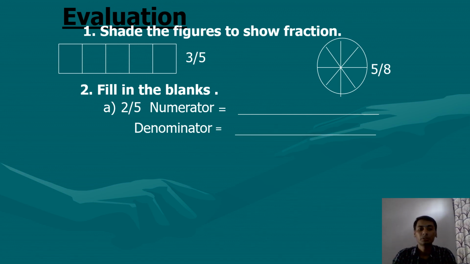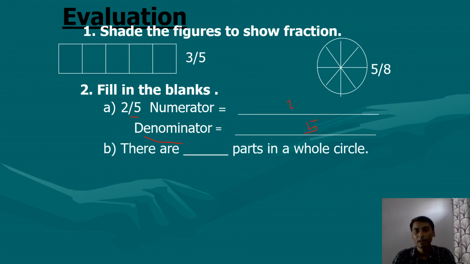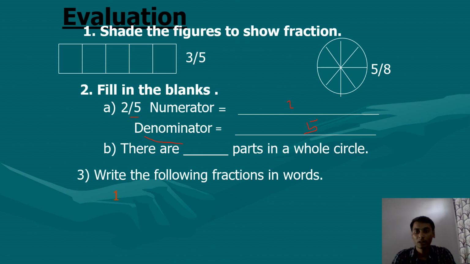In question number 2, you have to find the numerator and denominator. The fraction 2 by 5 is there, so you have to find which is the numerator and which is the denominator. The numerator is the upper part, here 2, and the lower part is here 5, so we write 5 as the denominator. In the next question, there are some parts in a whole circle. The circle is here; you have to count how many parts there are and write it here. Write the following fractions in words. There are some fractions, and you have to write them in words.